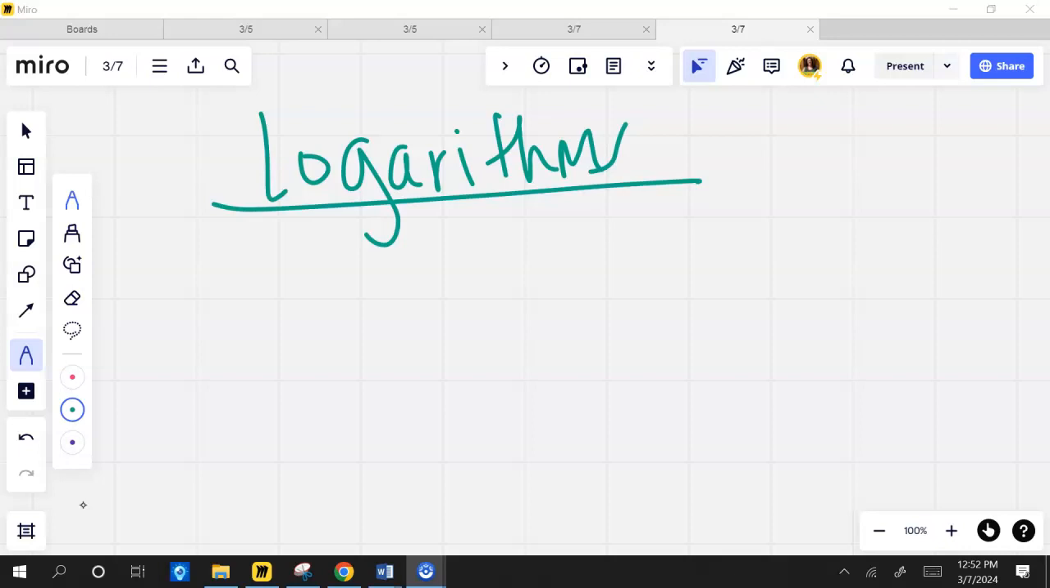Logarithms. What is a logarithm? Button on your calculator. Logarithmic. Button on your calculator. Logs are. Button on your calculator.